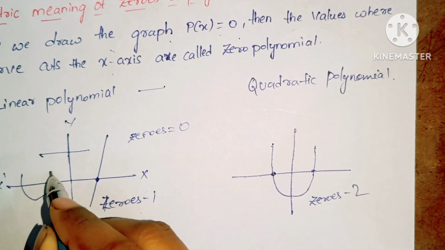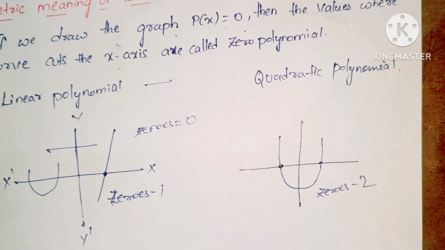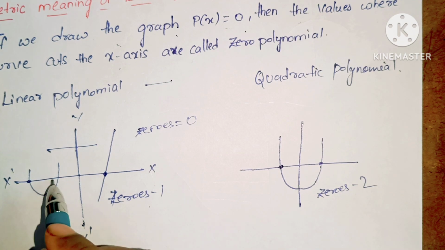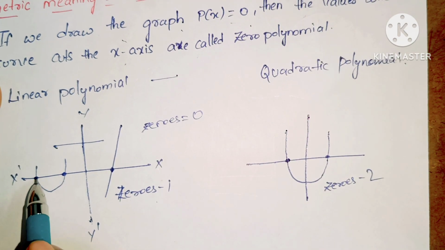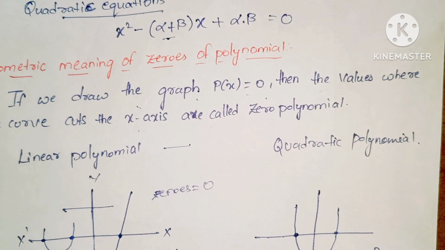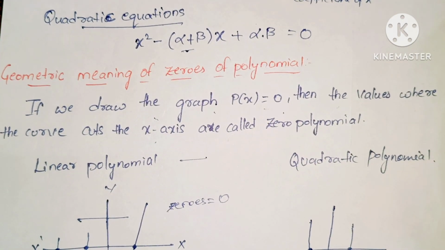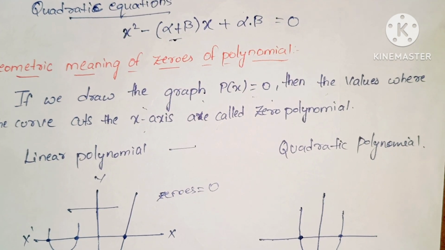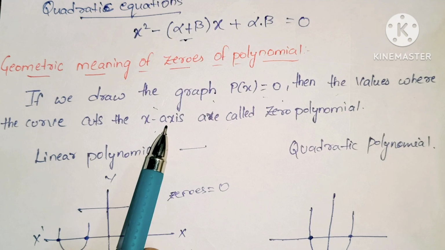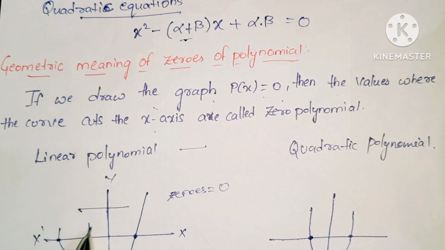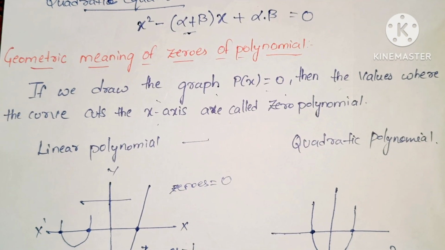For example, I drew like this. Okay, so how many zeros are there? How many roots are there? 2 present. Okay, 2 roots are there. So this is the geometric meaning of zero of a polynomial. For example, if you are given a graph, then you have to see how many cuts are there on the x-axis. That many roots are present for that particular equation.